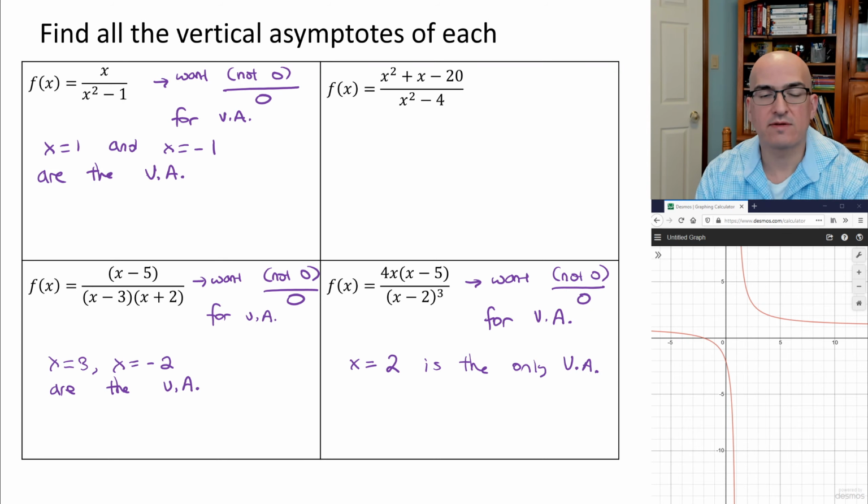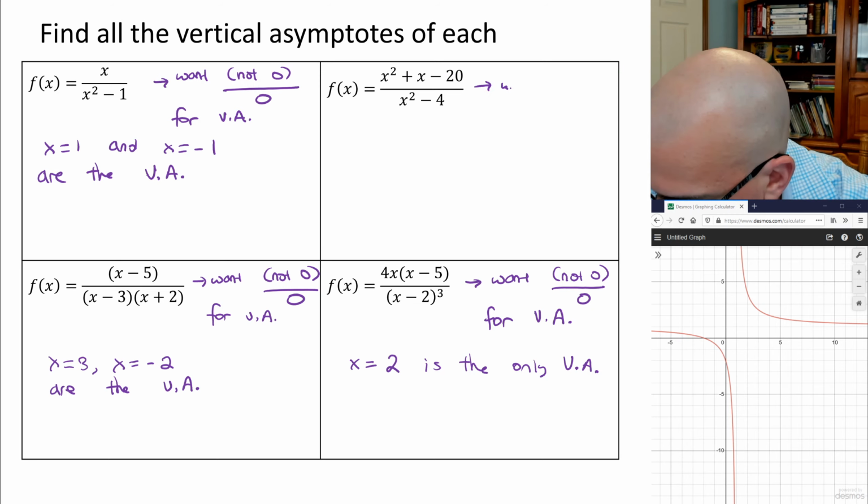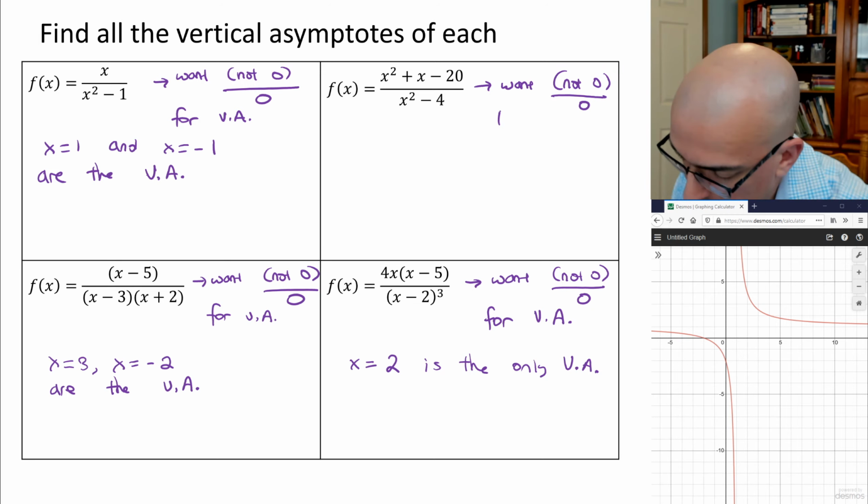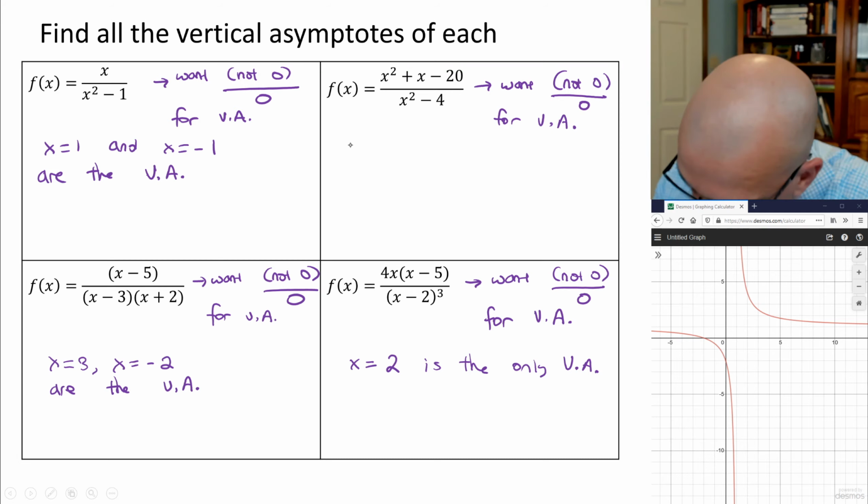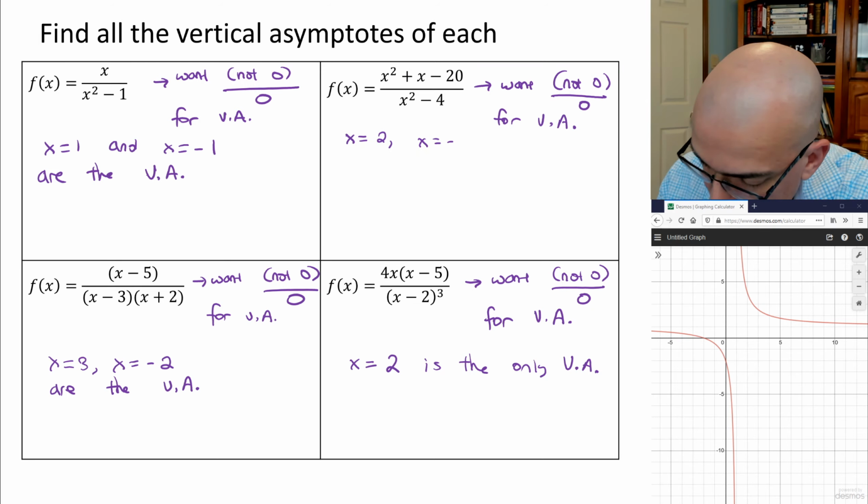Don't do extra work. Okay, now top right, it looks like the answer would be 2 and -2. Let's see. And neither of those will cause problems with 0 being on top. We want not 0 over 0 for a vertical asymptote. X equals 2. X is equal to -2.